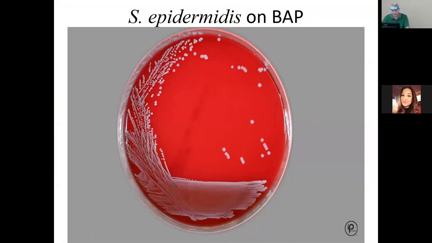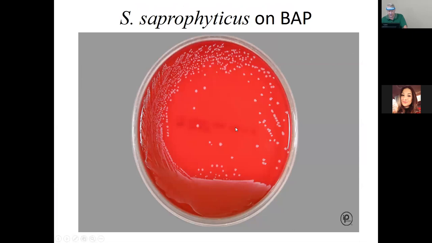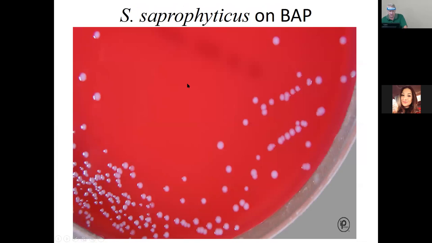And this is epi. Epi is not hemolyzing the red blood cells. Your Staph epi downstairs is not quite as white as this one, but white colonies are usually a great sign that you've got Staph epi. You can see that these look about the same, but there's no hemolysis around them. This is Staph saprophyticus on blood agar. Again, no hemolysis. More white staph.